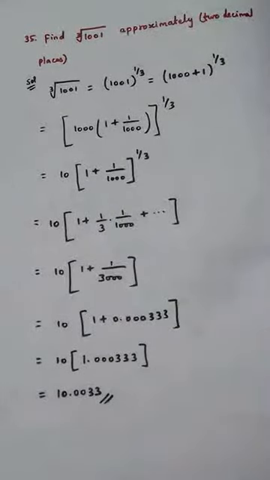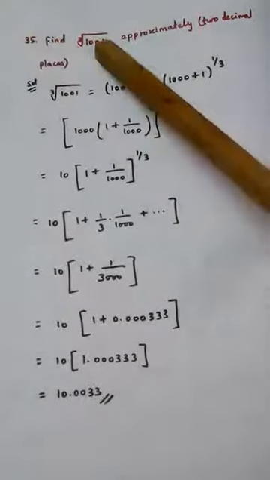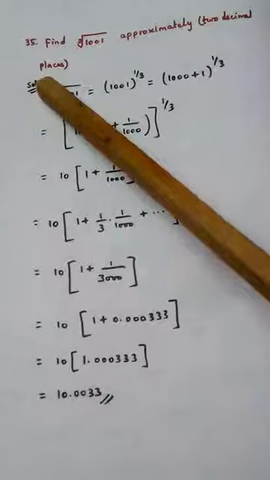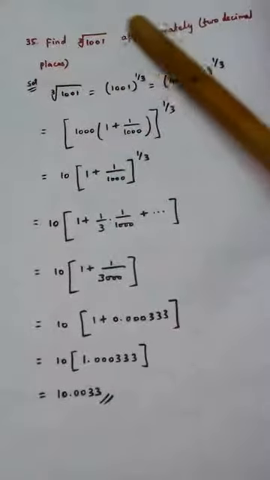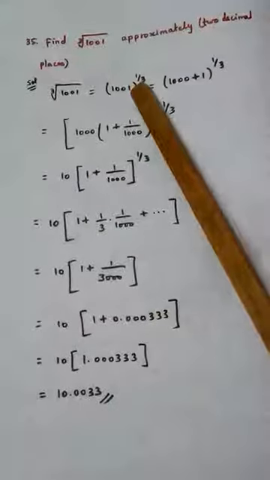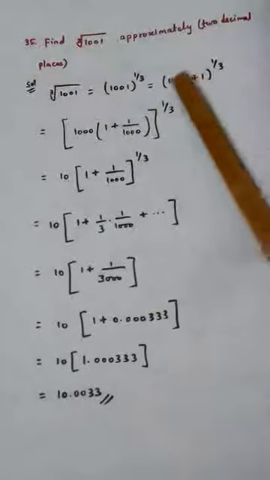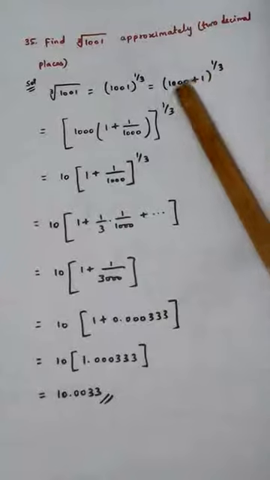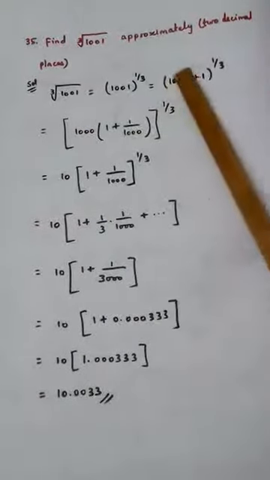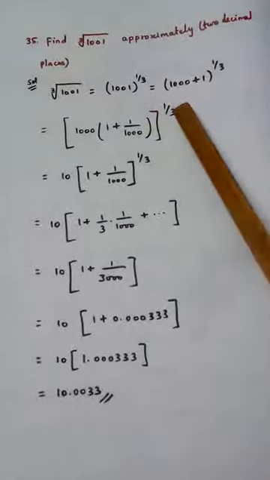Question number 35. Find cube root of 1001 approximately to 2 decimal places. So they are asking us to find the value for this in 2 decimal places. So writing this as power 1 by 3, splitting 1001 as 1000 plus 1. From these two, take 1000 as common. So what happens? (1 plus 1 by 1000) power 1 by 3.